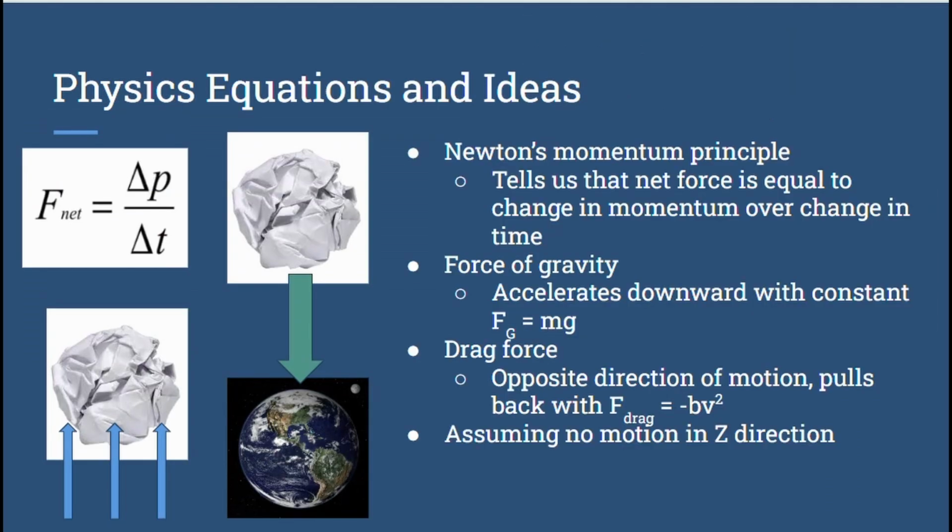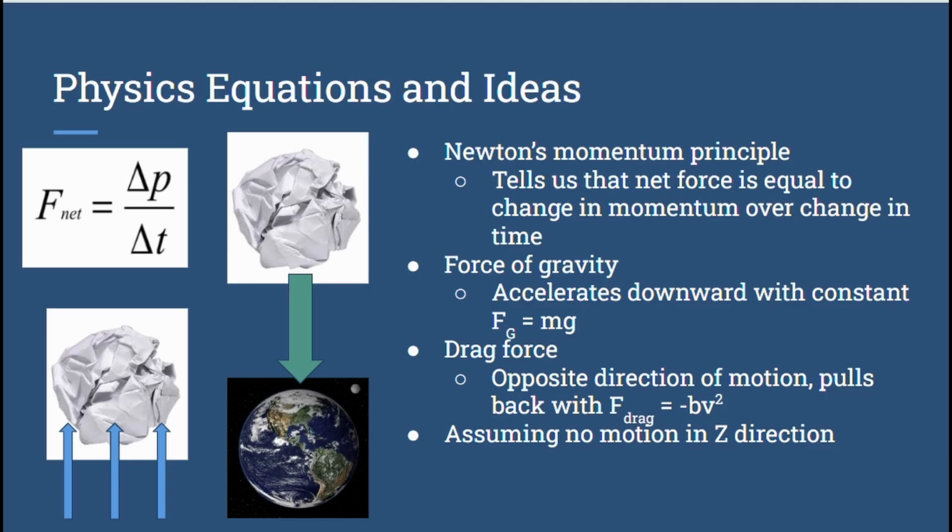Then here are the physics equations and ideas. This is the momentum principle in the top left corner: F net is equal to change in momentum over change in time, delta t. And then I just have some pictures for gravity and drag. So you can see that the ball is accelerating downwards and the motion is downwards, which means that the drag will be upwards because it counteracts.